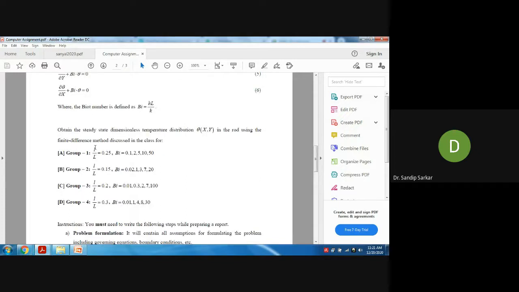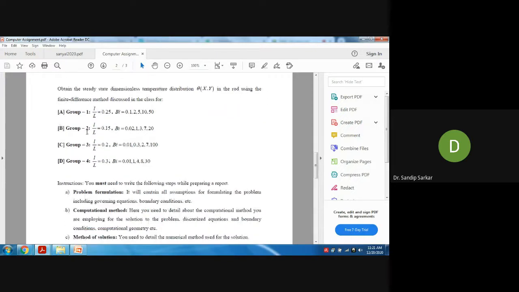So group number 1, you have to solve the problem for small l by capital L equal to 0.25 for 5 simulations with Biot number 0.1, 2, 5, 10 and 50. These are the 5 cases you have to study for this geometry. Group number 2, you have to study for small l by capital L equal to 0.15, and perform simulations with Biot number 0.02, 1, 3, 7 and 20. These are the 5 Biot numbers that group number 2 has to study.